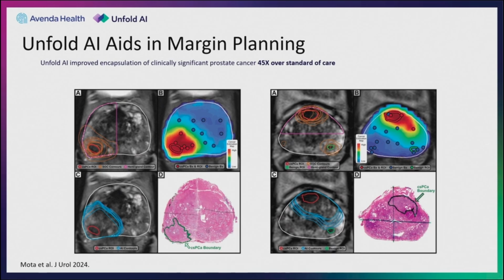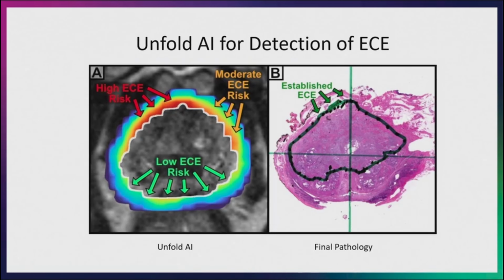So this was what the MRI looked like initially. This is what the radical prostatectomy tumor volume was. This is what the heat map was that was generated by the platform. Same thing with an anterior tumor. It has also been shown to improve the detection of ECE that is not detected on MRI, so that can help for surgical planning as well. This is FDA approved and reimbursed now.